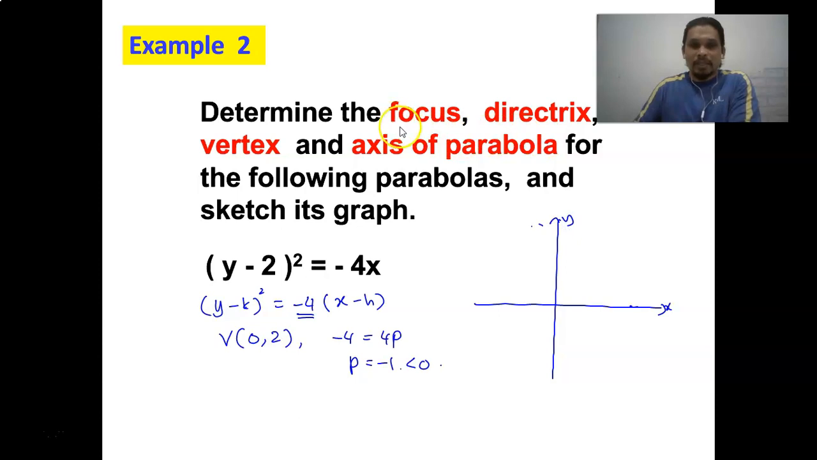Okay, determine the focus, directrix, vertex, and axis of the parabola. So we have found that the vertex is (0, 2), and p equal to negative 1. So y to the power of 2 is either open to the left or open to the right. For this one, when p is less than 0, or negative 1 here, it opens to the left.